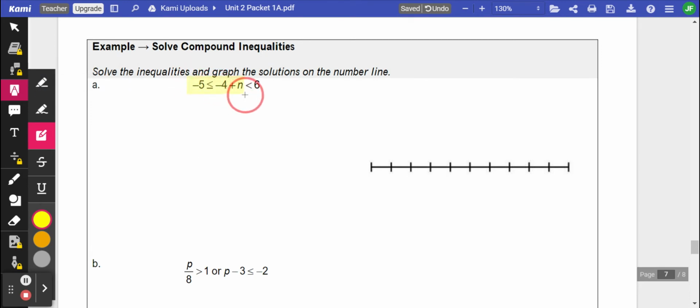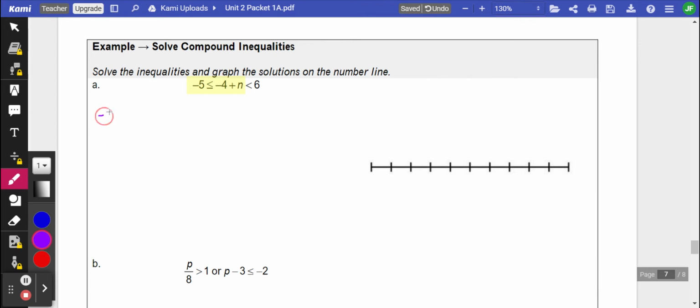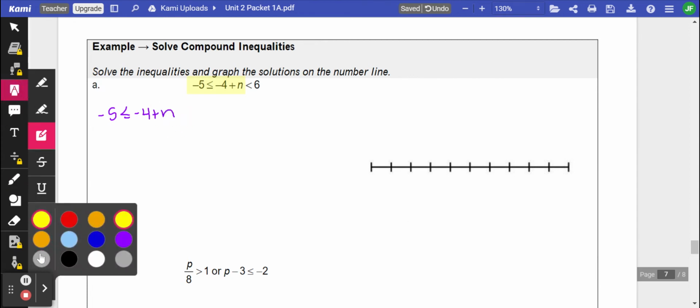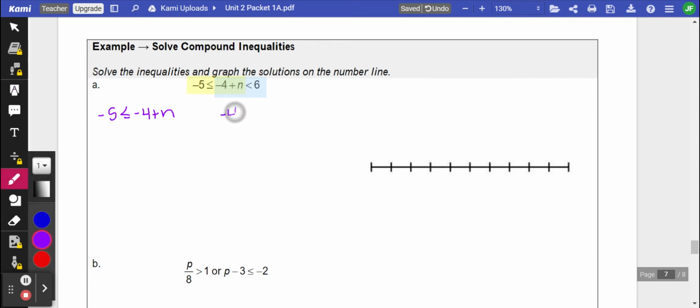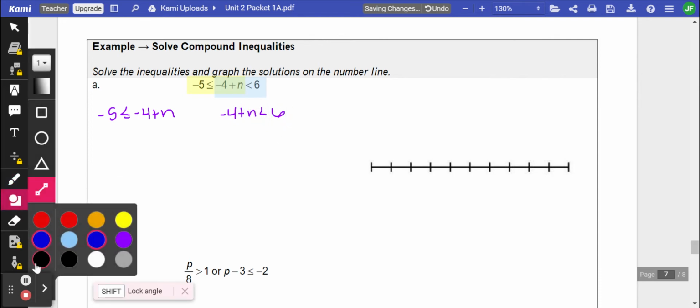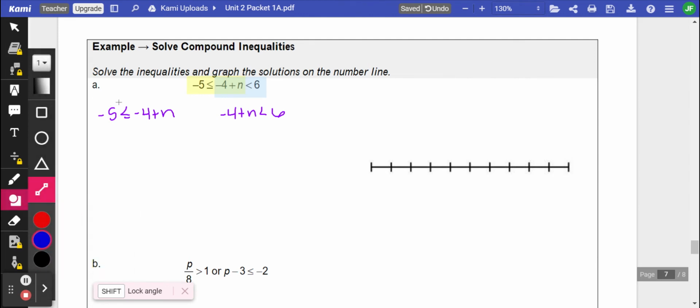So first one, this is an and inequality. There are two parts to it. The first one is highlighted in yellow, so I'm going to rewrite that. It is -5 is less than or equal to -4 plus n. The second part I'll shade with the blue highlighter. Notice that middle part stays the exact same. So I have -4 plus n in both problems. Once we do this, the steps for solving are identical to what we've been doing in the last few sections. So we're going to draw our lines through the inequality signs and we're going to solve.